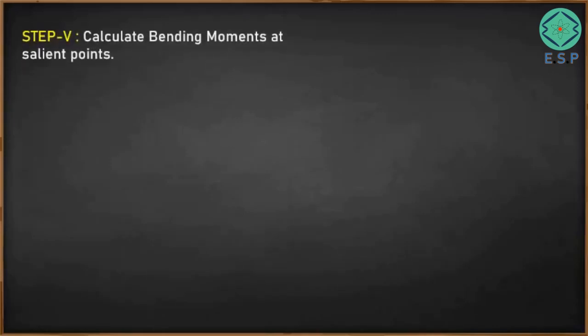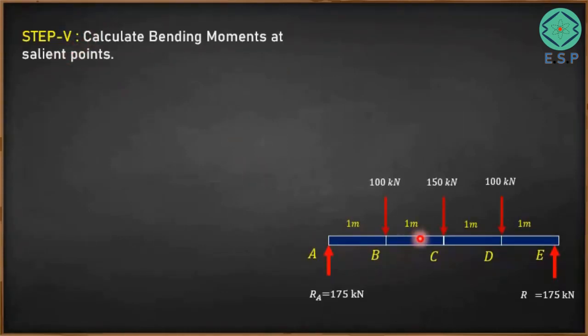Now we are going to calculate the bending moments at salient points, and that is our step 5. If you look at here, this is the free body diagram we have already obtained, and here we have got forces acting at points A, B, C, D and point E. These points where the forces are acting are called salient points. So we shall be calculating bending moments at all these 5 points.